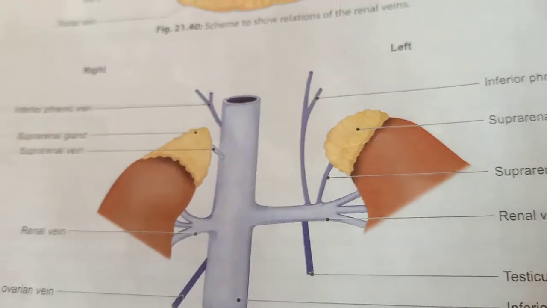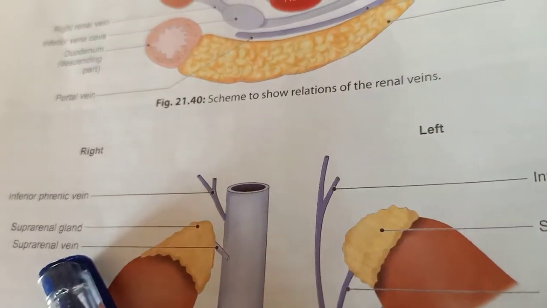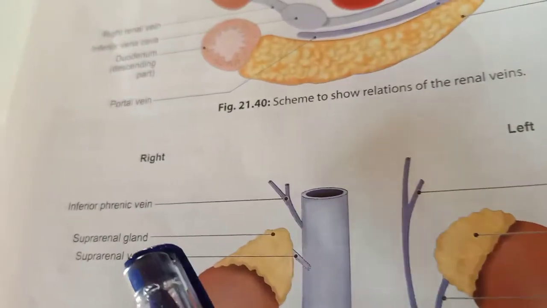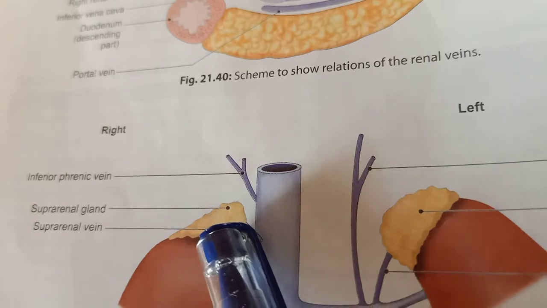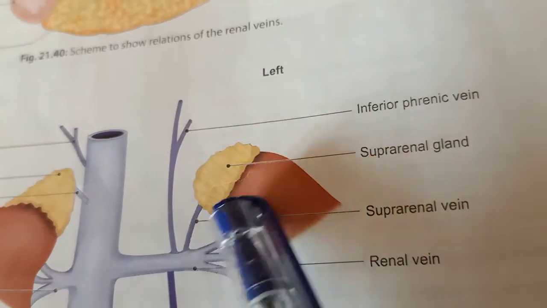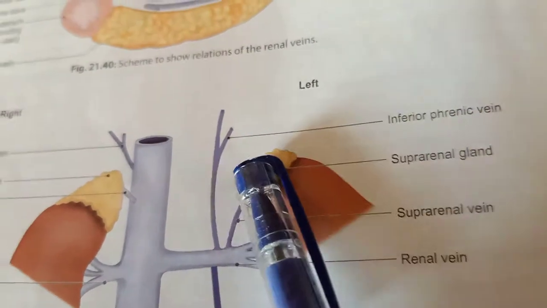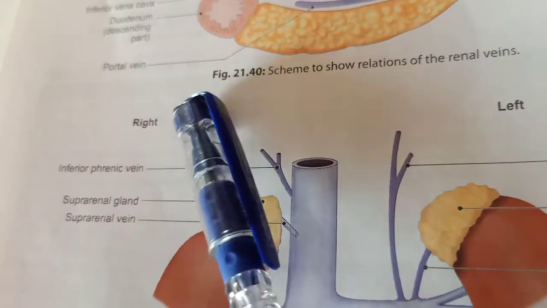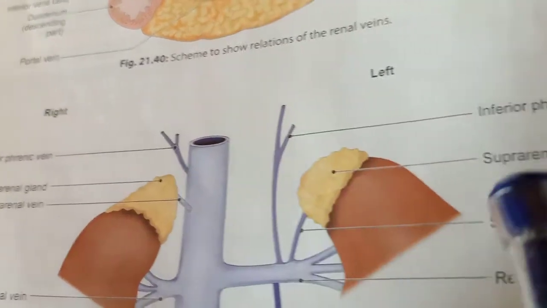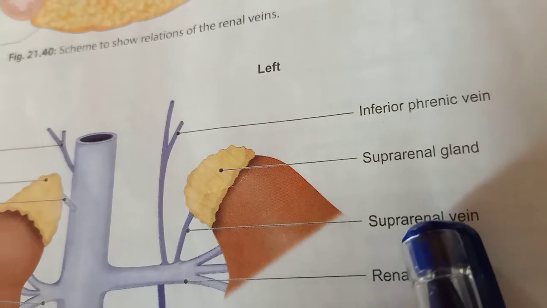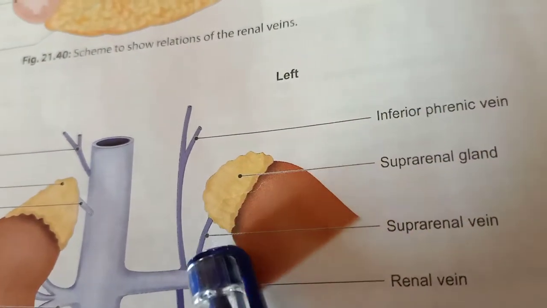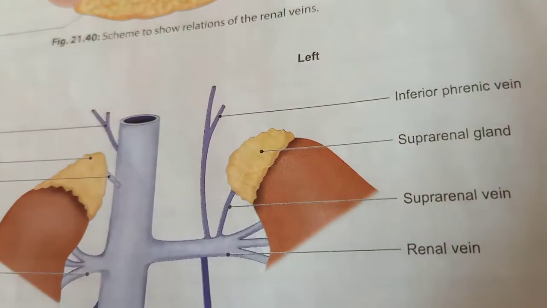Next are the suprarenal veins, on the right side and on the left side. The right suprarenal vein arises from the hilum of the right suprarenal gland, and the left suprarenal vein arises from the hilum of the left suprarenal gland. Again, you can easily see that the right suprarenal vein drains directly into the IVC, but the left suprarenal vein first drains into the left renal vein, and then the left renal vein drains into the IVC.